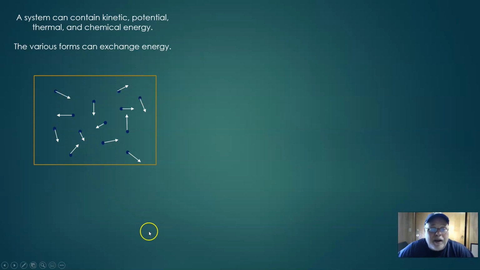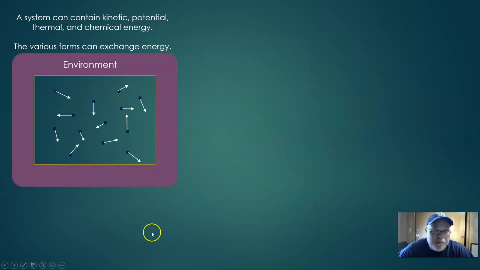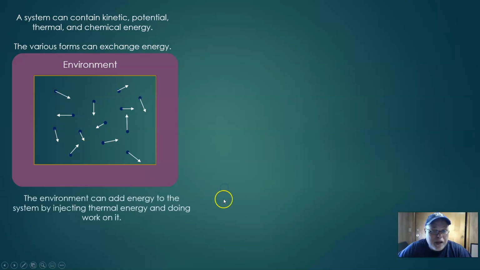But now the fact of the matter is that most systems are in contact with their environment. And it turns out that the environment can change the energy of the system depending on how it's interacting with that system. It can add energy to the system by injecting thermal energy into it. So imagine that this system was in contact with something in the environment that was at a higher temperature. Well, you know that heat energy flows from hot to cold, right?